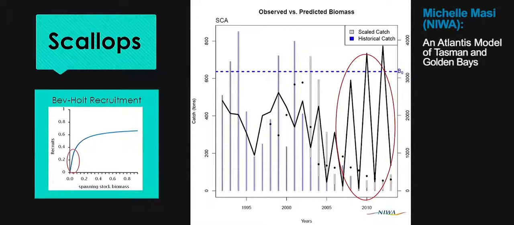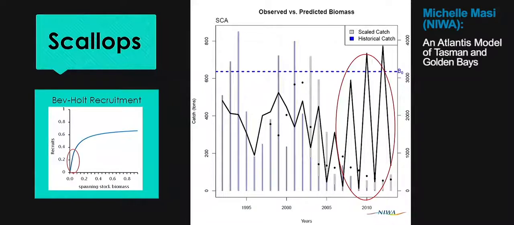You can see that around 2007, the scallop abundance is really low. So in the subsequent year, you get that really big spike in recruits coming in. And then due to the fact that there's not very many adults in the system, they get fished down in the subsequent year. And again, you get that spike coming in the next year. So we're still missing something here within our simulation.